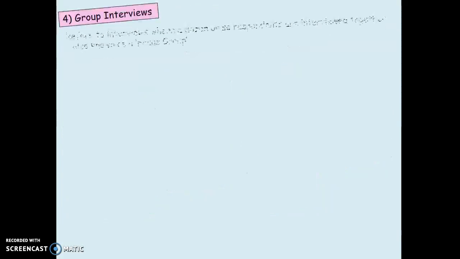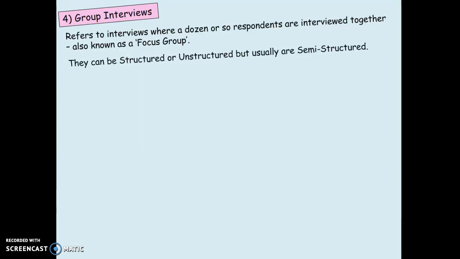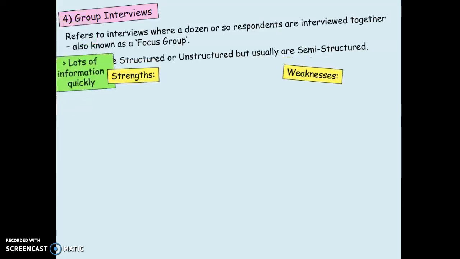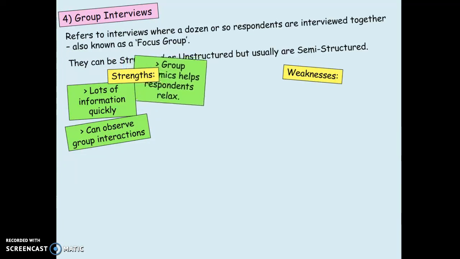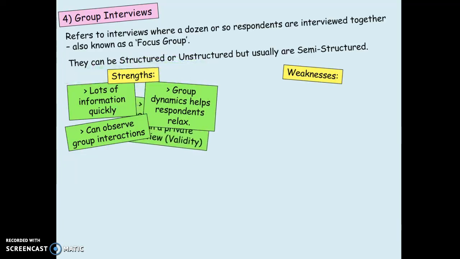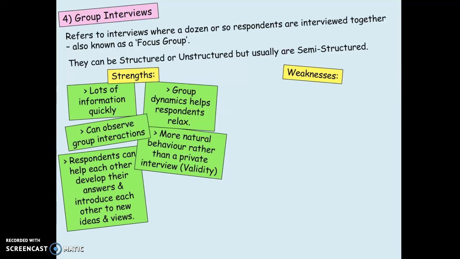4. Group interviews. This refers to interviews where a dozen or so respondents are interviewed together, also known as a focus group. They can be structured or unstructured, but are usually semi-structured. Strengths: lots of information quickly. Can observe group interactions. Group dynamics help respondents relax. More natural behaviour rather than a private interview. Respondents can help each other develop their answers and introduce each other to new ideas and views.